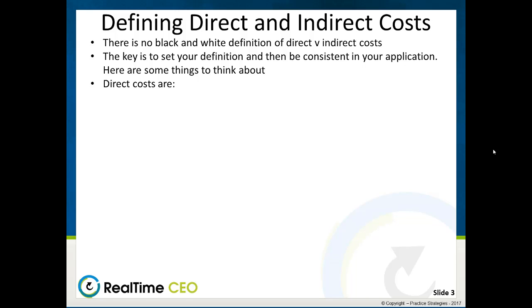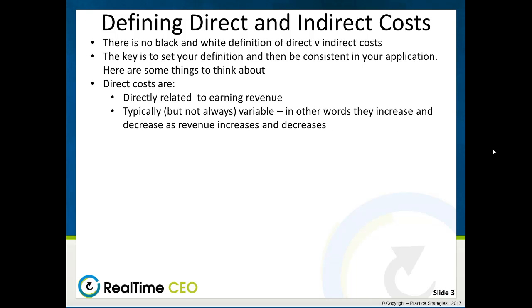Here are some guidelines on what to think about as we're defining our direct and our indirect costs. First of all, direct costs, as their name would suggest, are typically related to earning revenue. And typically, but not always, they are variable. In other words, they're going to increase and decrease as revenue increases and decreases.